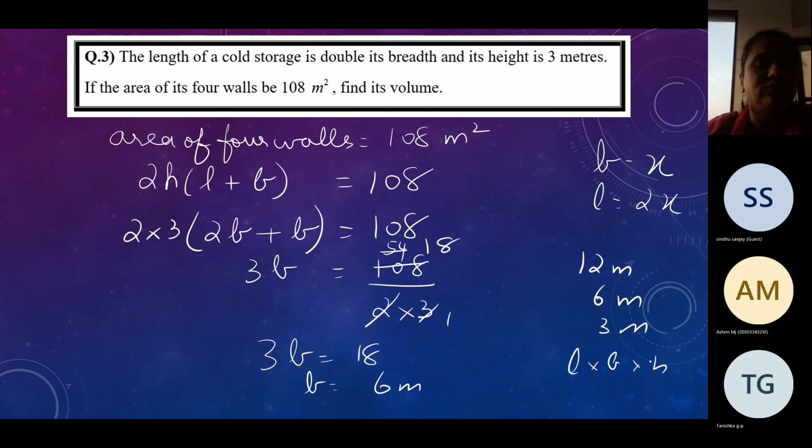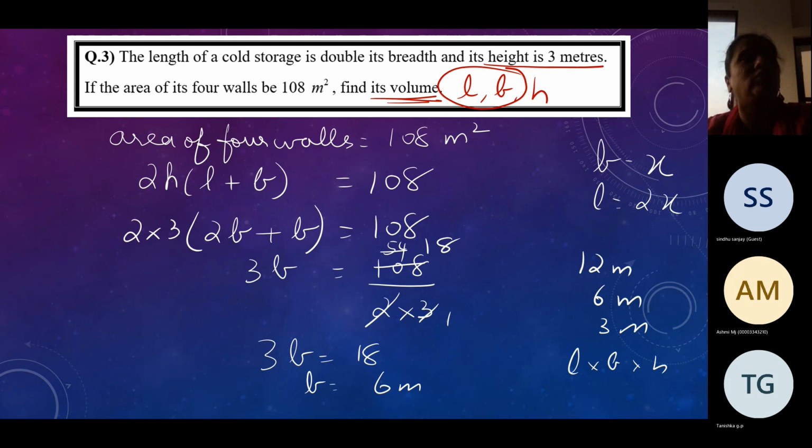Now, why should we start like this? Because to find volume, you need the dimensions of the box. You need the values of L, B, and H. But only H is given. You don't know L and B. Then how can you find the volume? So you should not write volume is equal to LBH and keep thinking how to do it. L and B are not given, so you cannot find volume straight away. You have to find L and B. Only H is known. Find L and B and then find volume.